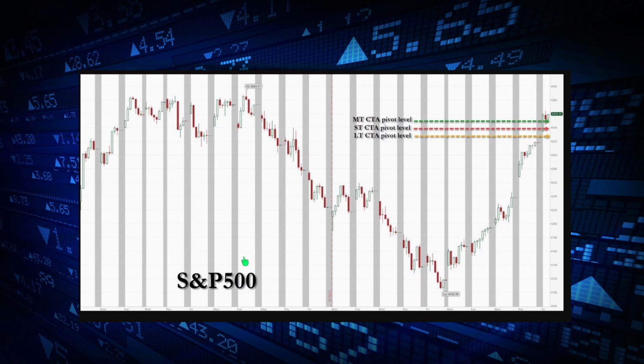In an up tape they're buying 207 billion. And in a down tape they have 50 billion to sell. We're past all three of their levels. They're short term, medium term, and long term. So they are in full buy mode.